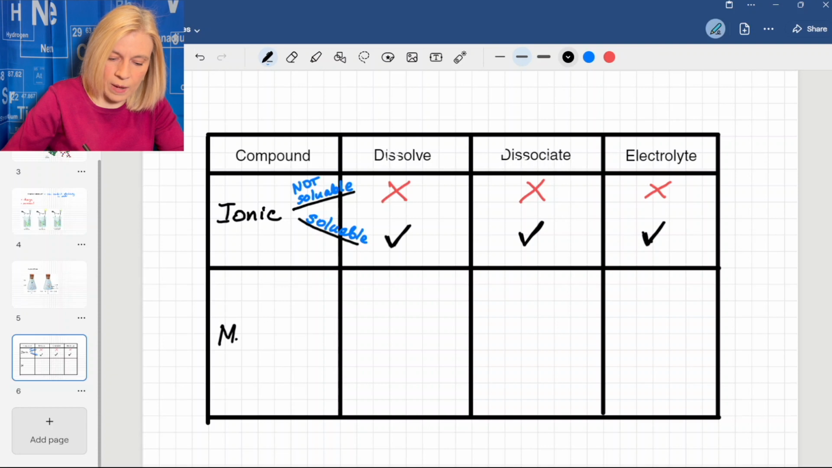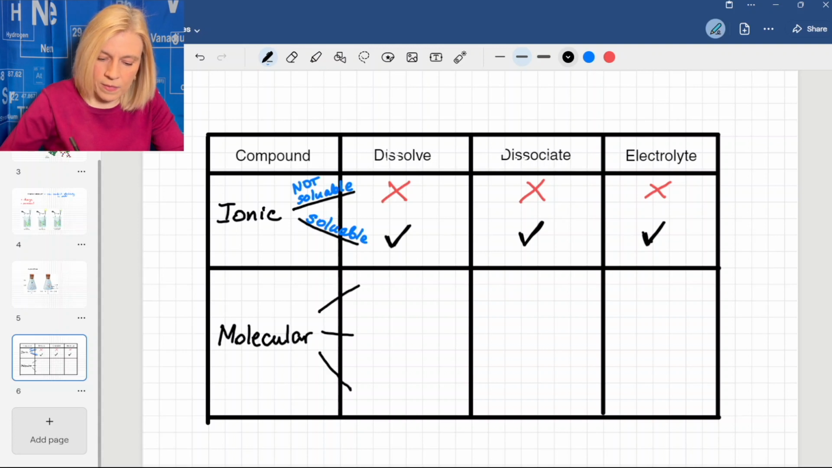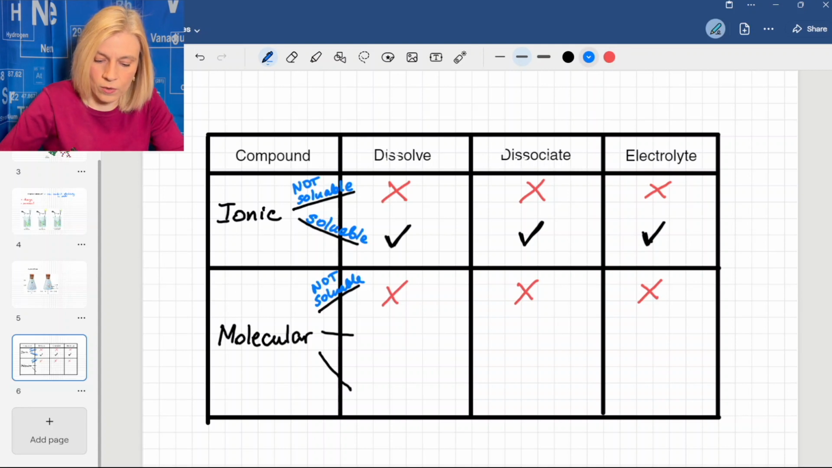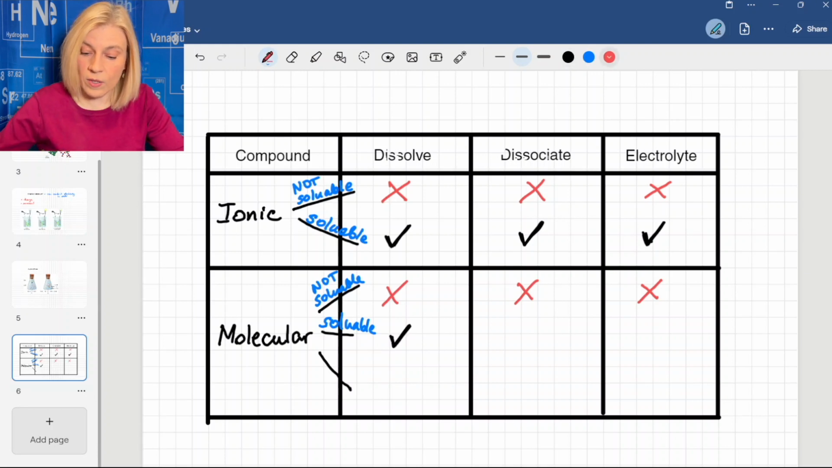Next, we talked about molecular compounds. And we said that some of them are not soluble in water. They do not mix with water. These are like oil. They do not dissolve in water. They do not dissociate. They are not electrolytes. Other types of molecular compounds, like sugar or ethanol, are soluble in water. So what happens? They will dissolve in water, they will swim between water molecules, but they will not dissociate. And therefore, there are also no charges. They don't break apart into charges. They are not electrolytes.